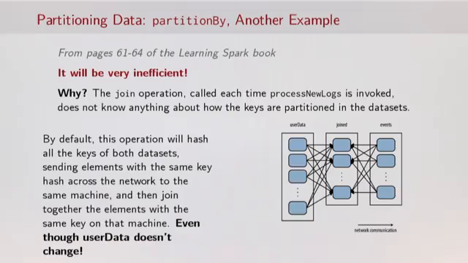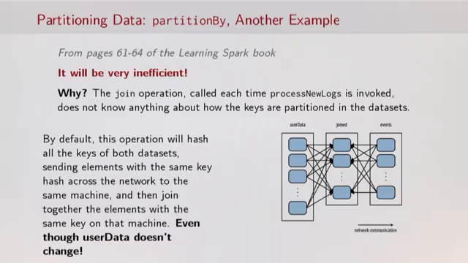So all that Spark can do is hash all of the keys of both datasets and then send the elements with the same key hash across the network to be on the same machine. Then once that's done, it can join together the elements with the same key on that machine. And it does this every time this method is invoked, even though this really huge pair RDD called user data doesn't change. So there's no reason to keep sending this thing around if it's always the same, right? It shouldn't have to keep moving all of this data around the network.